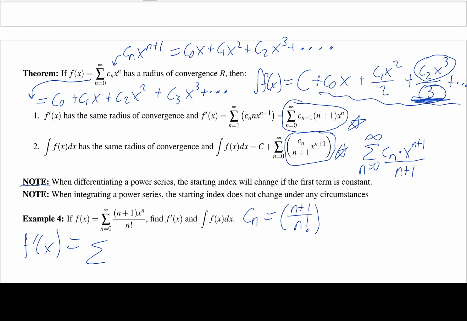So here, the starting index wouldn't have to change. The reason it doesn't have to change is because we want this c sub 0 to be in there. When we take a derivative of this, we're still going to have a c sub 0. It won't disappear like it did last time. So in this case, we wouldn't have to worry about our starting index changing. Now, when you integrate a power series, the starting index will never change, meaning we don't have to worry about does it start with a constant or not.